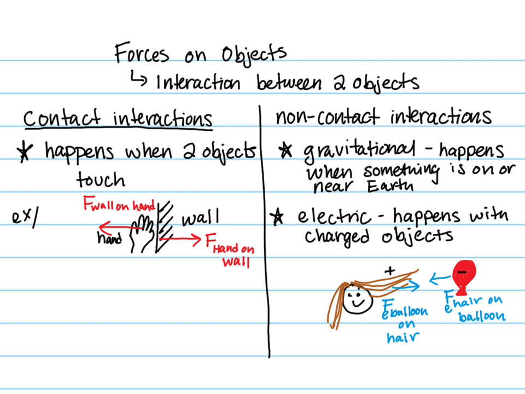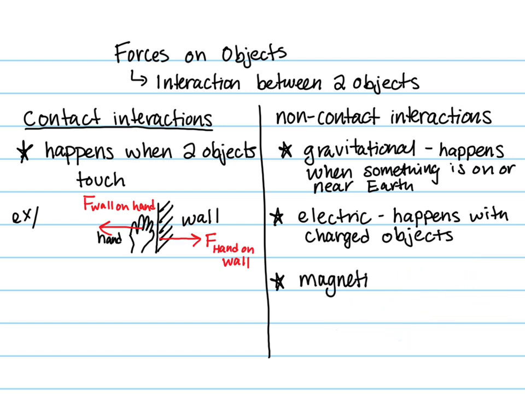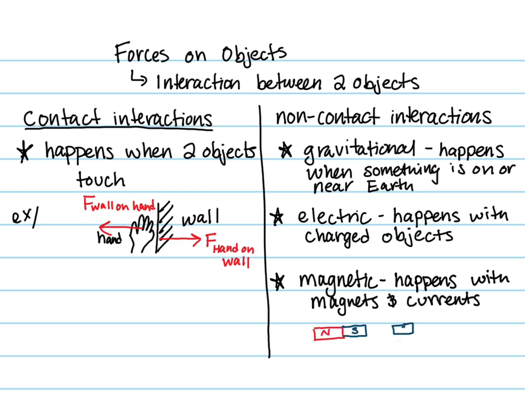All right. The third kind of non-contact interaction is a magnetic interaction. And this happens with magnets, you guessed it. Yeah, so magnets, but it also happens with things like currents. So this is moving charges. And the details of that are a little bit more complicated.